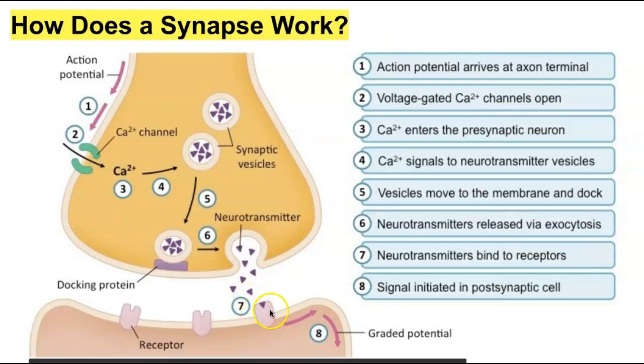And then here we see step 7, the neurotransmitter binds to the receptor. And then step 8, basically that then causes the electrical impulse, that action potential, to continue moving down the neuron. And then it goes to the next neuron and it keeps going through that chain reaction. So this picture might be a really good one to summarize your notes.